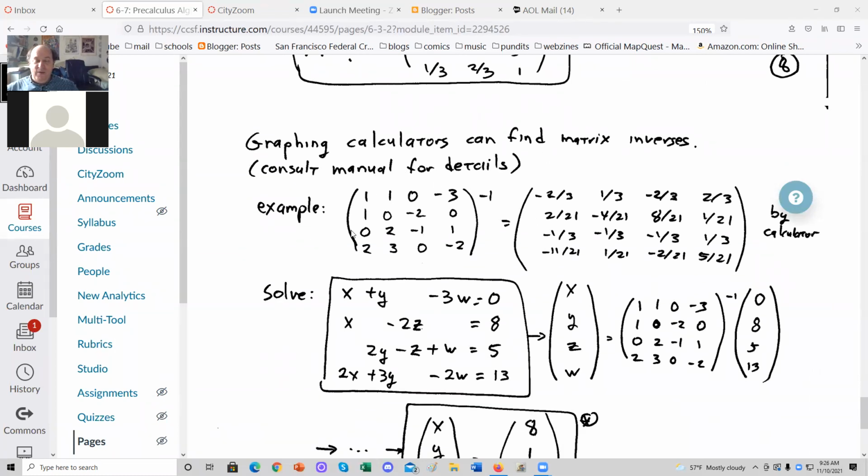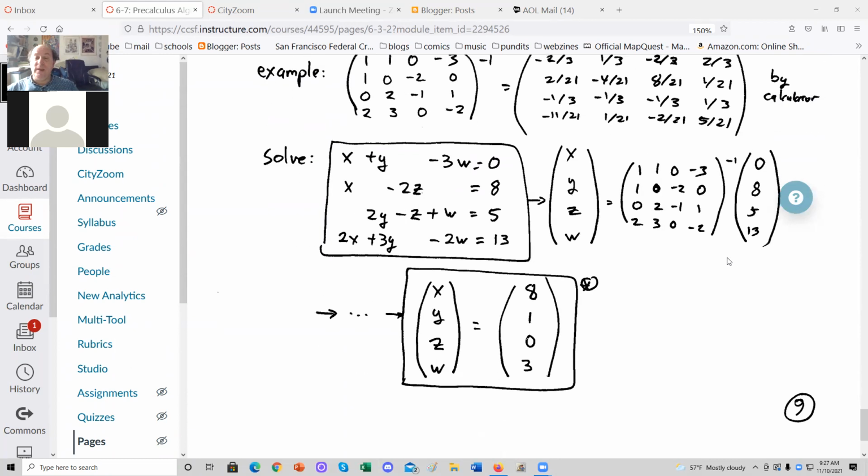All right. Here we have a 4x4 matrix: 1, 1, 0, 3, -3, 1, 1, 1, 0, -2, 0, 1, 2, -1, 1, 2, 3, 0, 2. Its inverse, if you enter it and hit the inverse, is this thing here: -2/3, 1/3, -2/3, 2/3, 2/21, -4/21, 8/21, 1/21, -1/3, -1/3, -1/3, 1/3, -11/21, 1/21, -2/21, 5/21. Calculating this by hand is doable, but as you can see, it's a lot of entries with some nasty fractions. So save yourself the trouble.